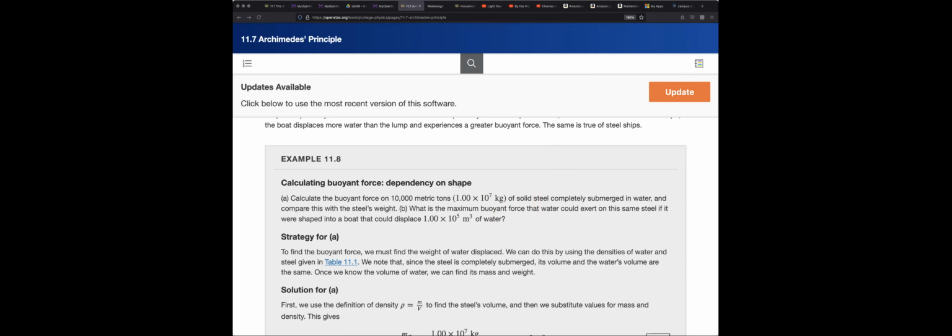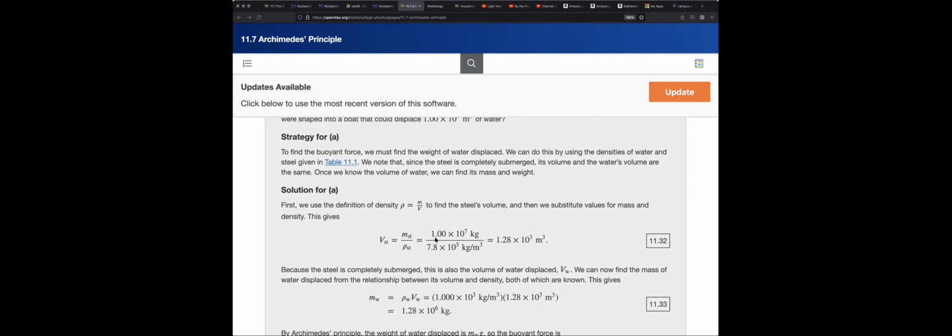So let's calculate the buoyancy of this piece of steel. Well, you need to know the weight of the water displaced. So you need to know how much volume is in this chunk of steel. Well, we know the density and we know the mass, so we can calculate the volume because density equals mass divided by volume. So they take the mass of the steel that's given, they take the density of the steel from the chart a couple of sections before, and this is how much volume that steel takes up.